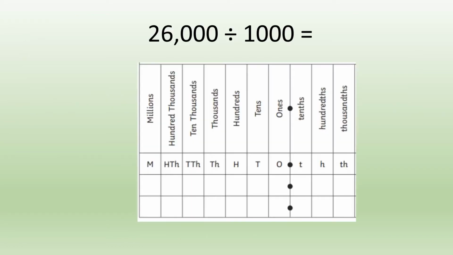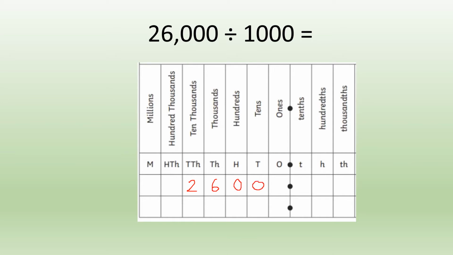The calculation says 26,000 divided by 1,000. We're going to be using place value charts to help us with our method today. So my first step is to write 26,000 into the correct columns on my place value chart.